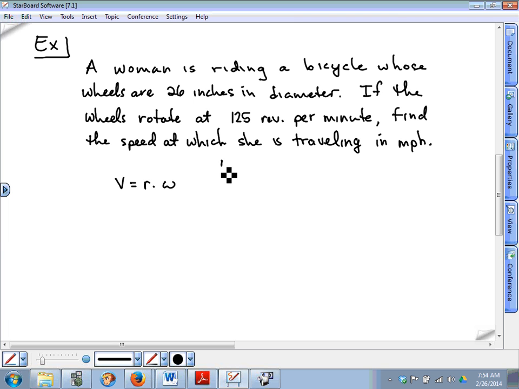We know the radius. All right. The radius is 26 inches. It's 13 inches. 13. Oh, that's diameter. You're right. 13. Now, omega.